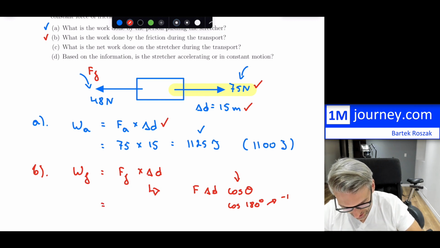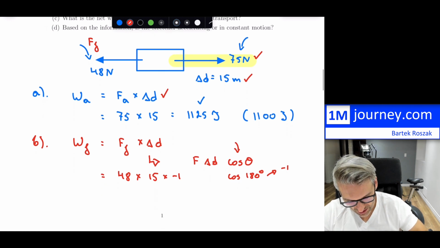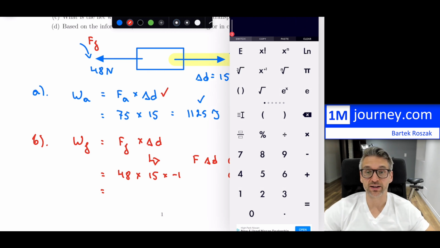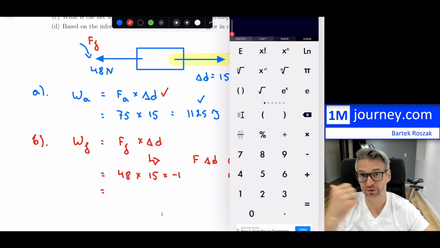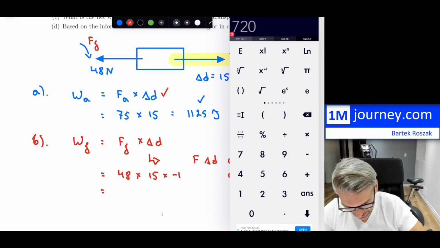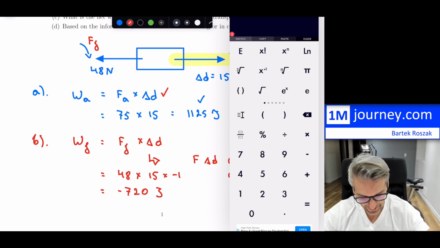So this is going to be the force of friction, which is 48, multiplied by the displacement, still 15, times -1, because it's in the opposite direction, and this would be my total work done by the force of friction, which is opposing, right? So the force is in the opposite direction, so this should give us a negative value, and indeed that's what we get when we do this multiplication. It's going to be negative 720 joules. All right, so that's what we have there.